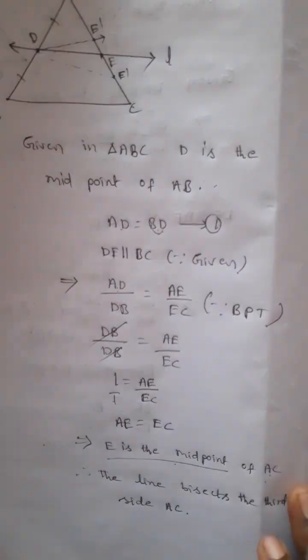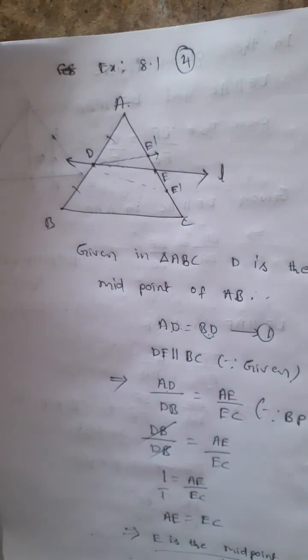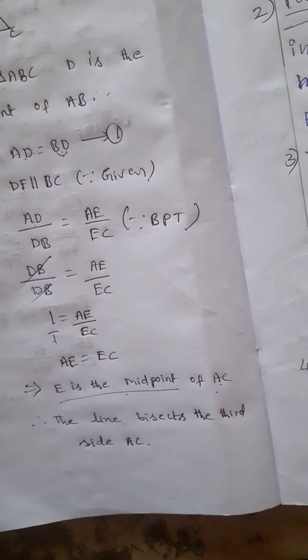Okay, this is the similar triangles problem, exercise 8.1, fourth one. Okay, children.